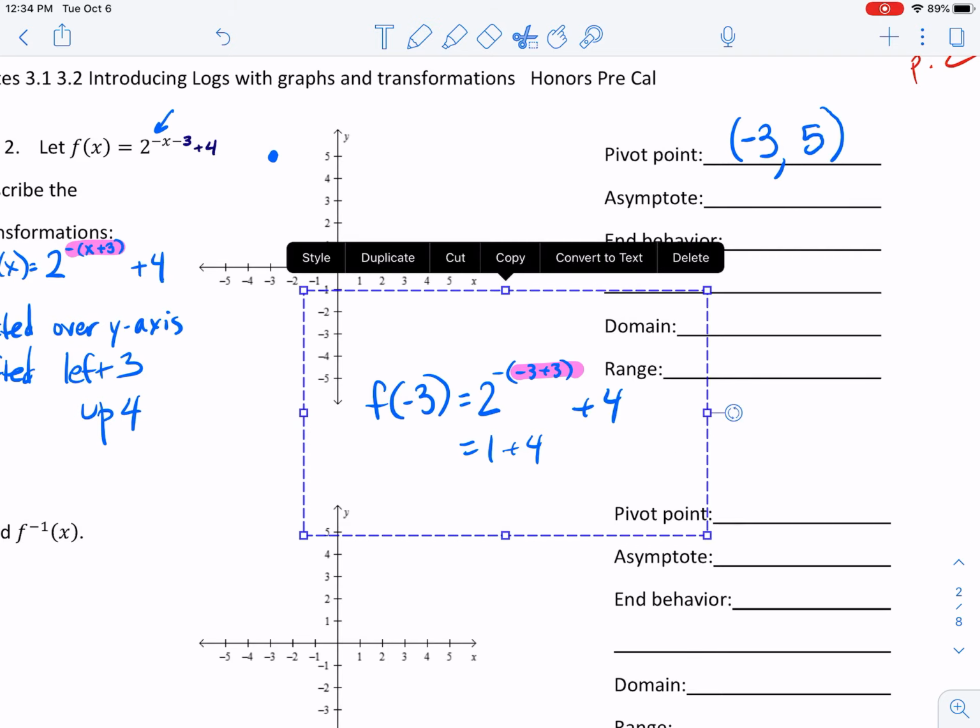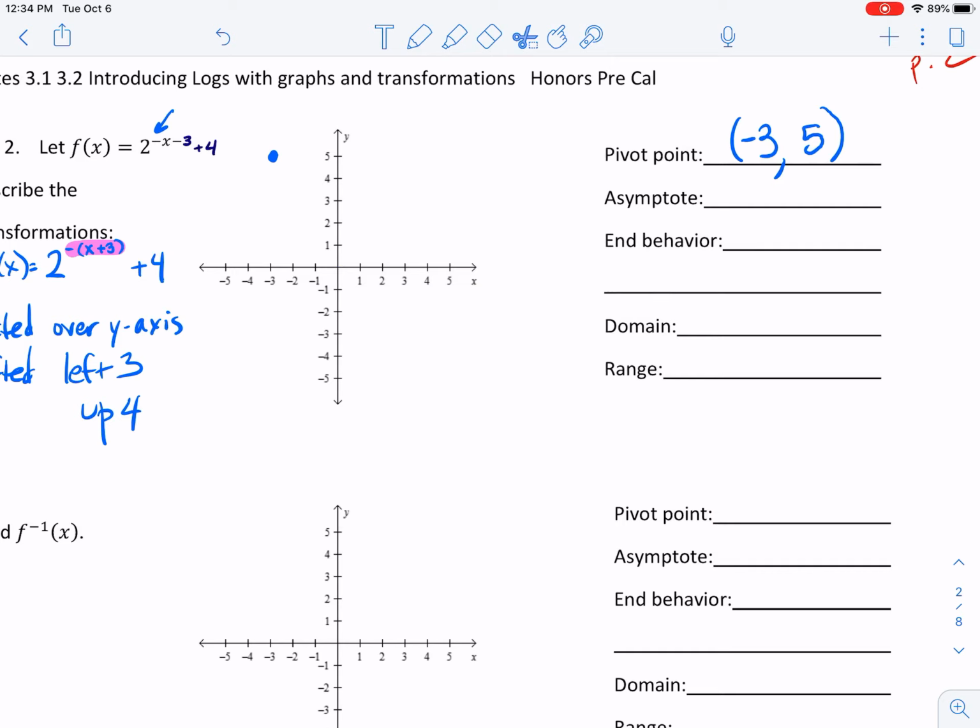Okay, so there's our pivot point. We know that the parent function has an asymptote of y equals 0. But we just shifted everything up 4. So we now have an asymptote of y equals 4. We'll talk about end behavior in a second. The domain of an exponential function is all reals. You can put anything in for the exponent. The range, however, is not. The range approaches that asymptote, but it never gets there. So it's from 4 to infinity.